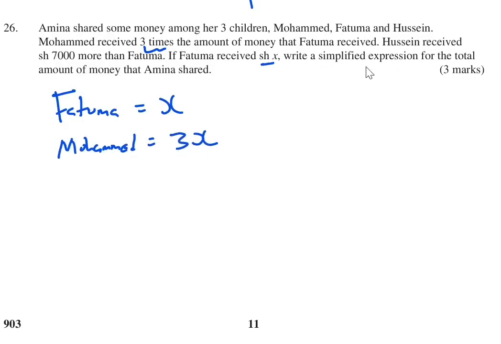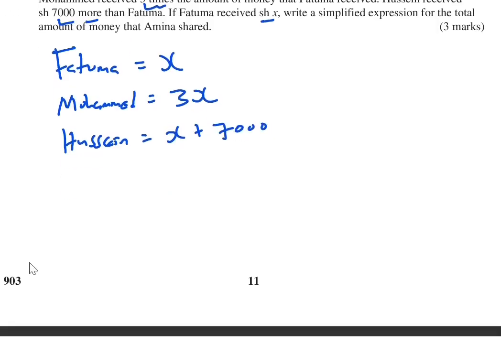And then Hussein received. So we have another one here called Hussein. Hussein received 7,000 more. That means he has beaten Fatuma by 7,000. So if you hear more, we add. So if Fatuma's is X, this one has beaten her by 7,000. So it will be X plus 7,000. If it is less, we subtract. What do we want? Write a simplified expression for the total amount of money that Amina shared.